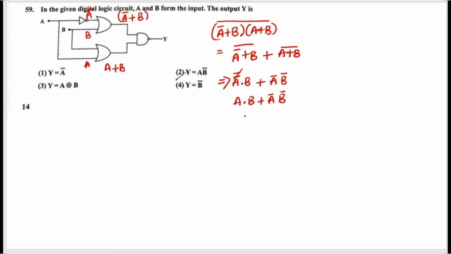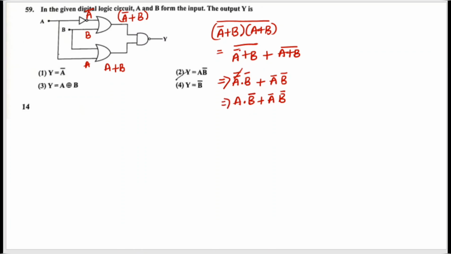Now what I can do, I have missed something here, it will be B bar. So I have missed B bar here. So it will be B bar again. That's what I was thinking I had missed.